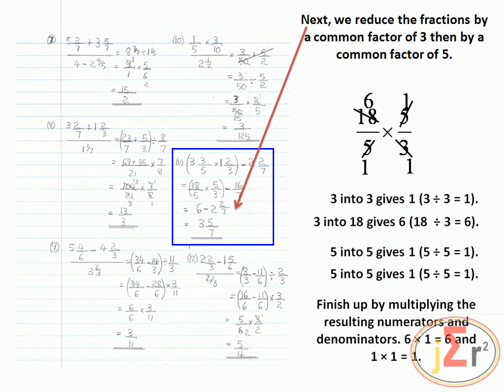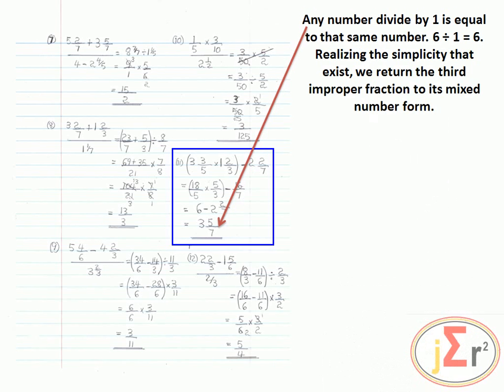So finish up by multiplying the resulting numerators and denominators. So 6 multiplied by 1 is 6, and 1 multiplied by 1 is 1. 6 over 1, which is just 6. And there we are, going down to the next one. Any number divided by 1 is equal to that same number. So 6 divided by 1 is equal to 6.